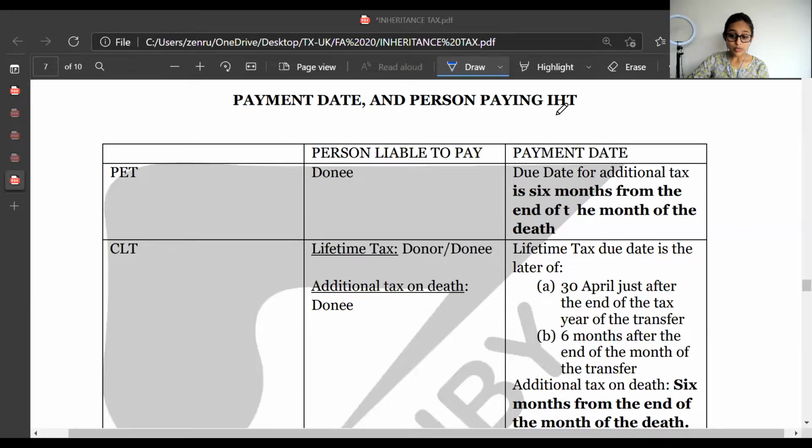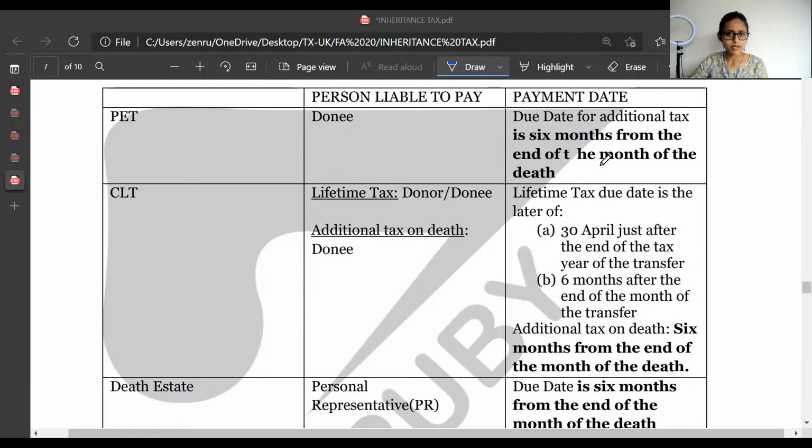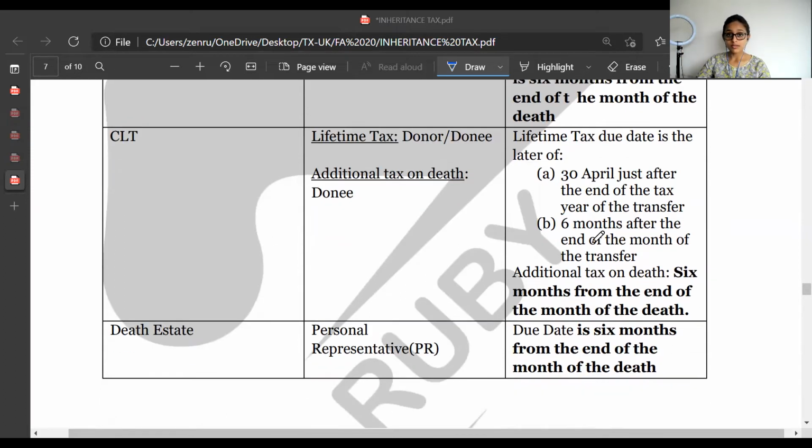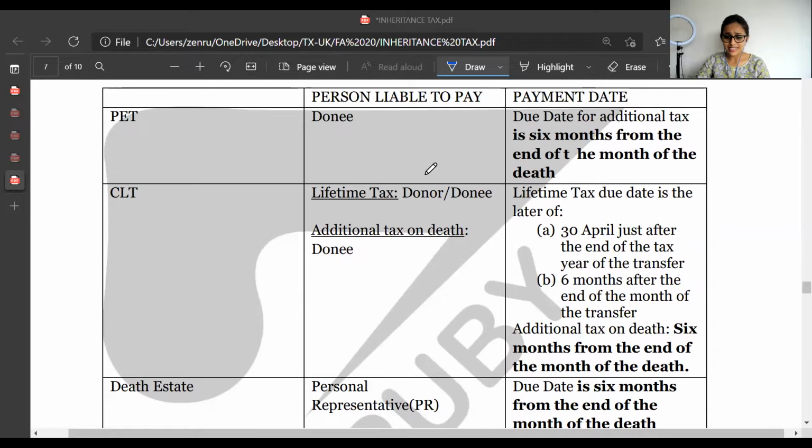And something else which you really need to know is about the payment. Who pays the IHT and when do they pay it? So you can take a look at who pays it here. Person liable to pay and when they pay. Payment date is also quite important. Usually for all IHT questions, one question is with regards to who pays it. So go through this. It's quite important. It's only in the case of PT that it is different. Remaining everything else is like 6 months. It's the same thing.